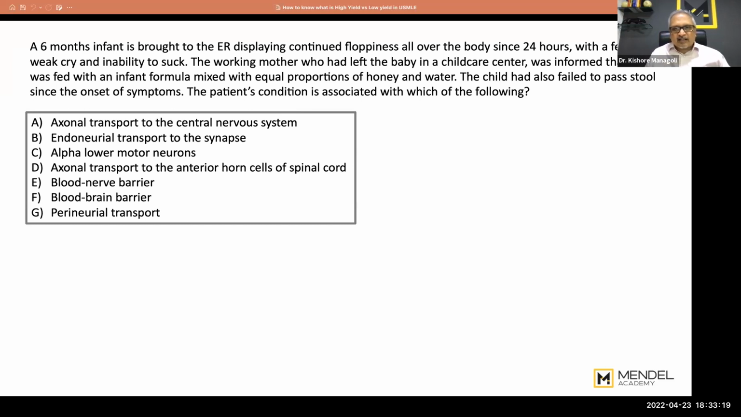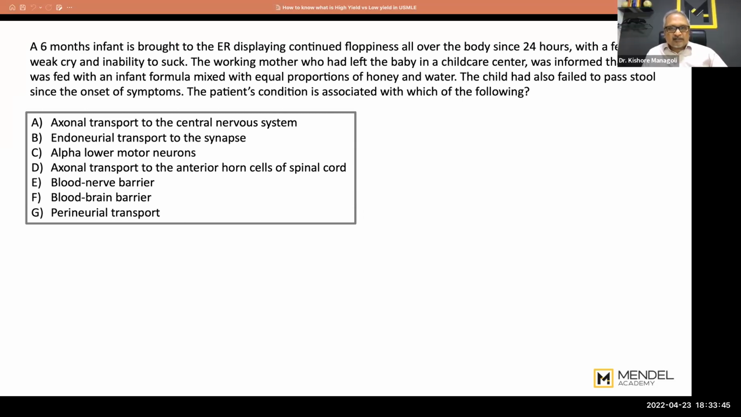Now, what they have asked you is not to diagnose that this is botulinum toxin. What they have asked you is, how does it travel to the CNS? So this is where your depth and breadth of information comes in handy. You cannot just know facts. You just cannot know that honey, floppiness, and botulism. Most students stop at that point.